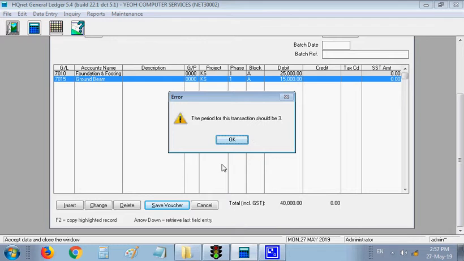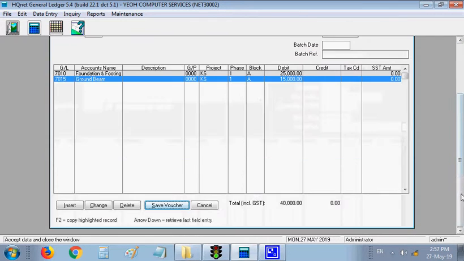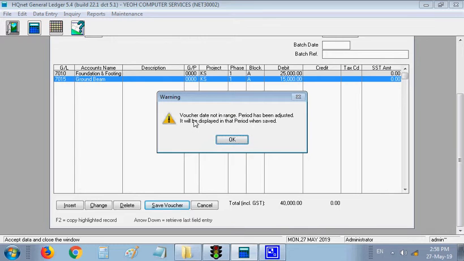Don't worry about this because the date that I put does not correspond to the period that I log into. Never mind, it will do the adjustment for me. Now 3 is period 3. Since I log in as period 1, and because my date is dated period 3, they will change my period from 1 to 3, and that's why they remind me it will move it. You see, the voucher is not entered, the period adjusted to 3 from 1, and it will appear in period 3 when saved.